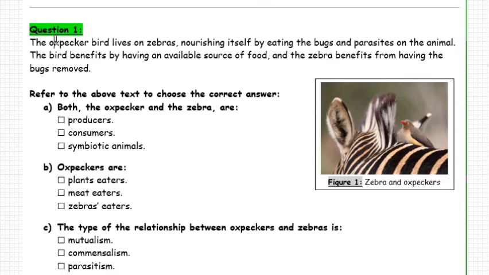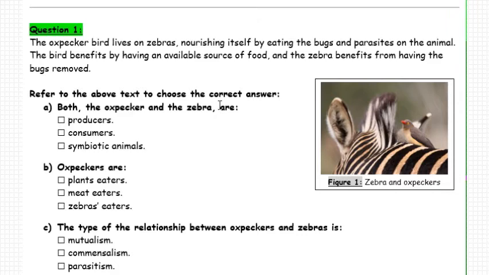Carnivorous plants consume animals. The oxpecker bird, shown in the figure right here, lives on zebras, nourishing itself by eating the bugs and parasites on the animal. The bird benefits by having an available source of food, and the zebra benefits from having the bugs removed, so both organisms benefit from this relationship. Refer to the text to choose the correct answer.